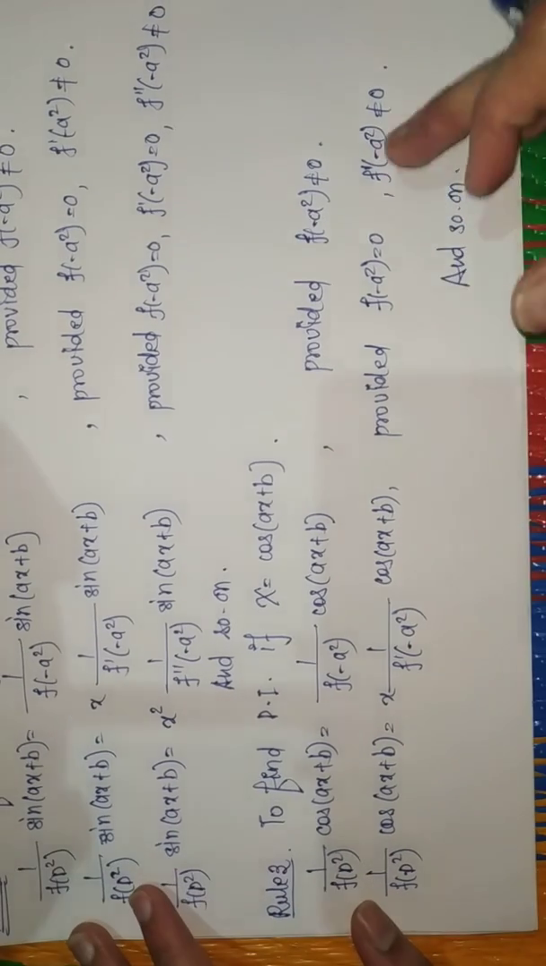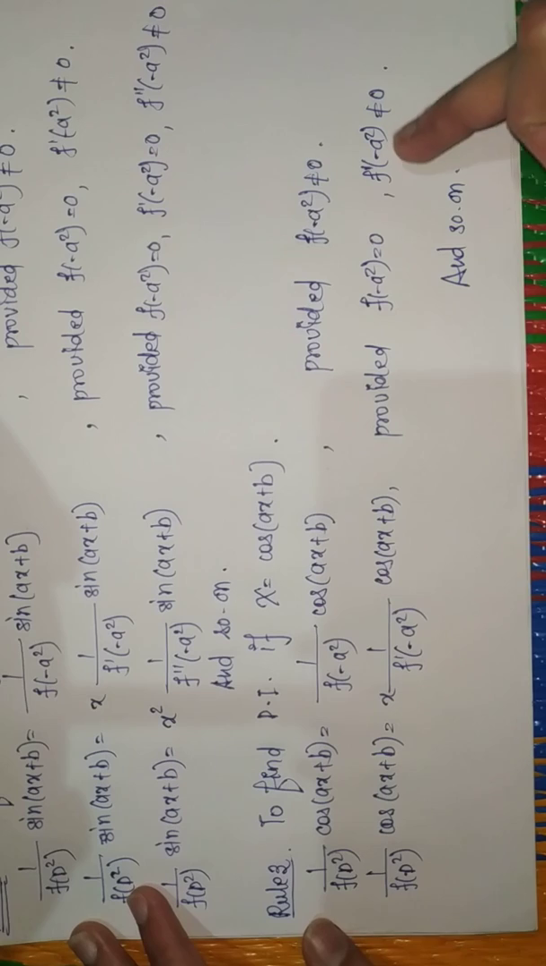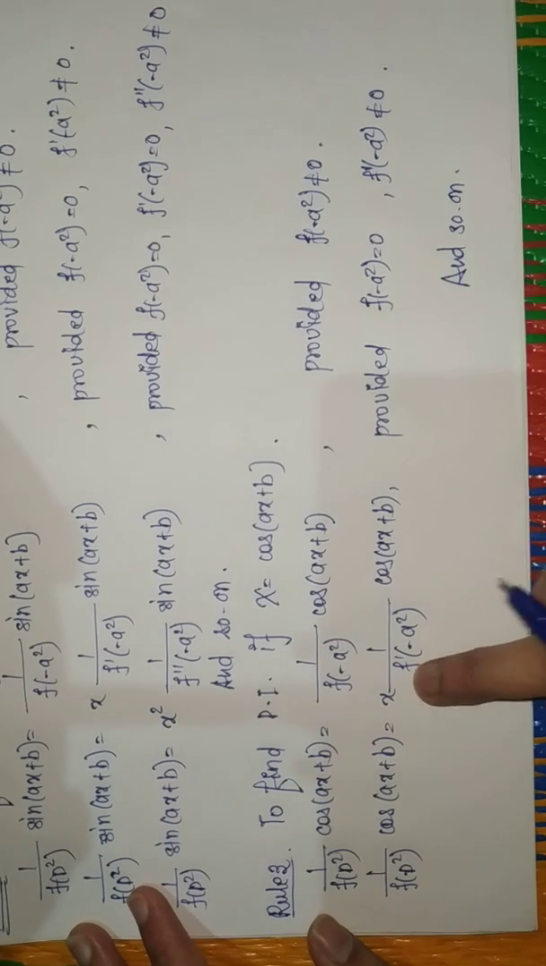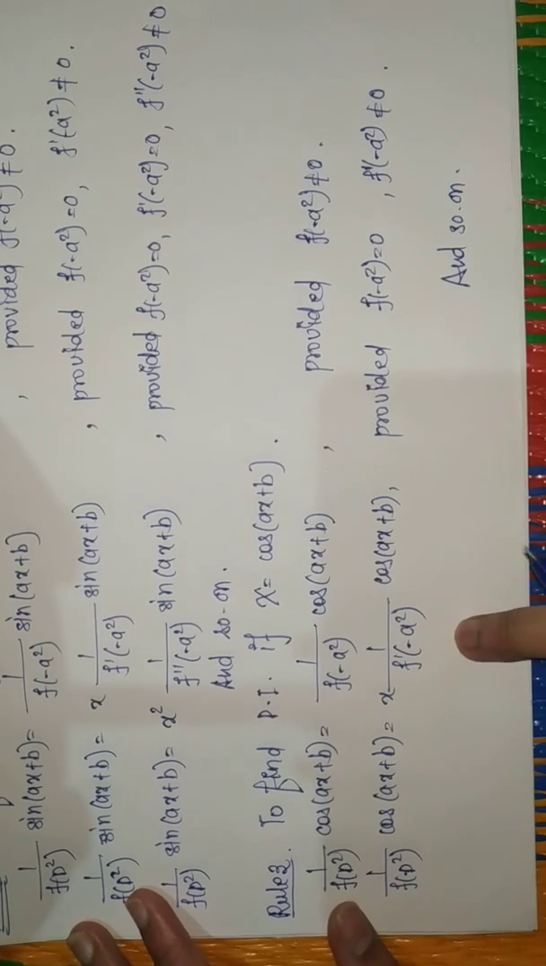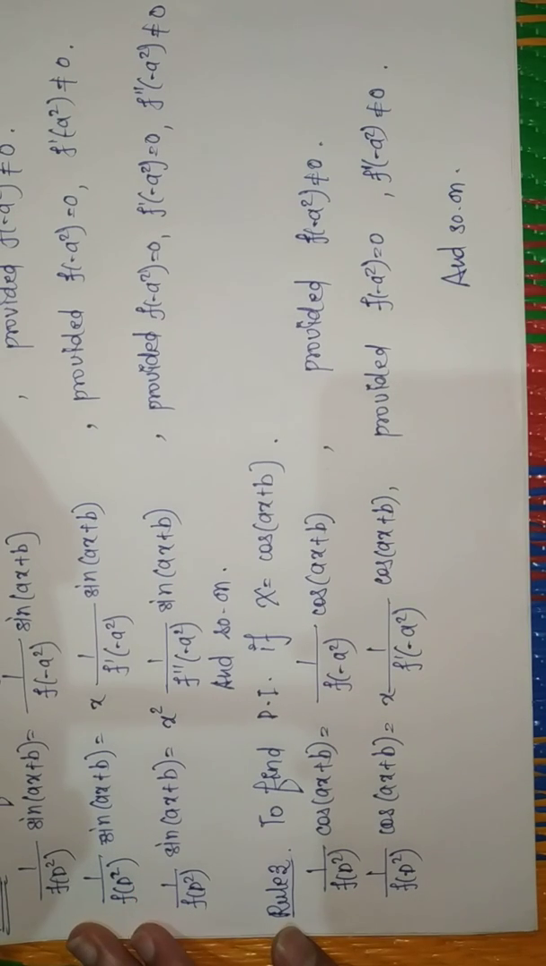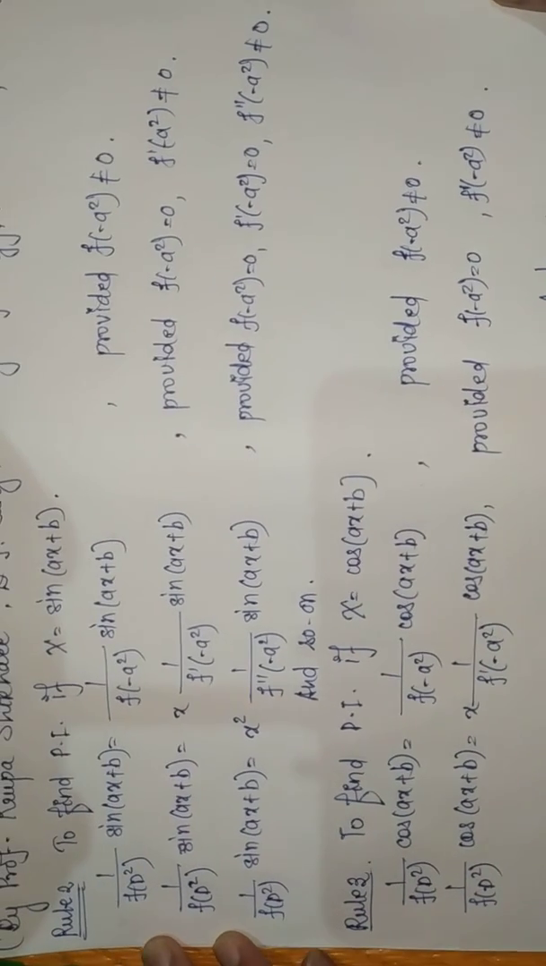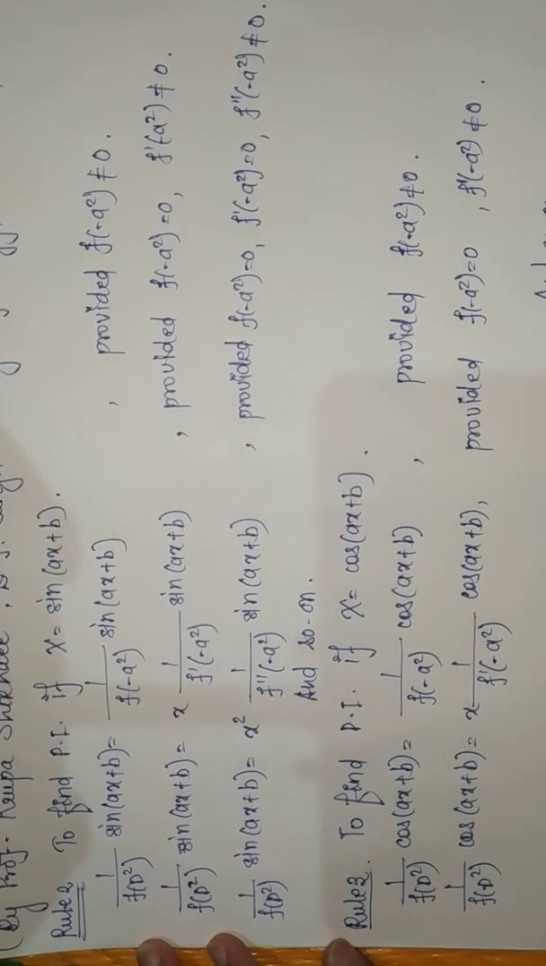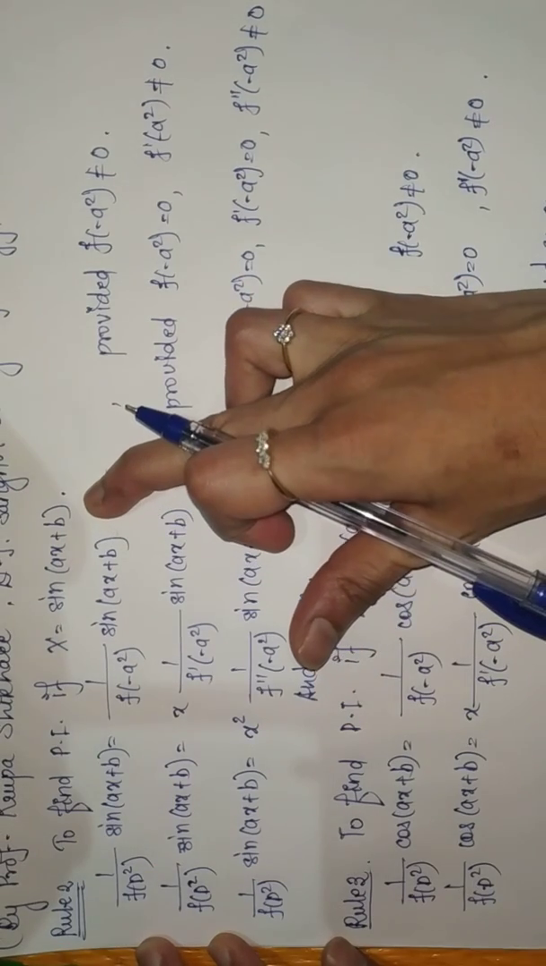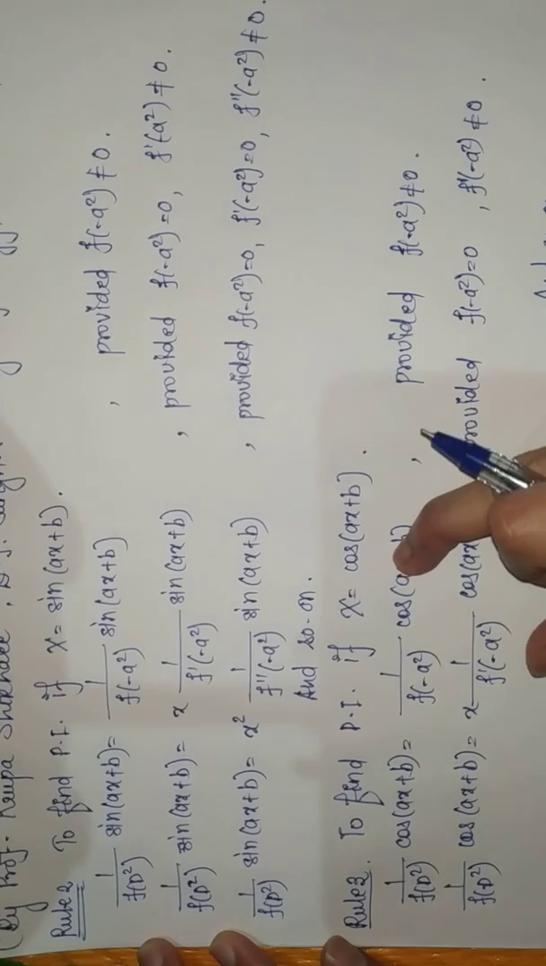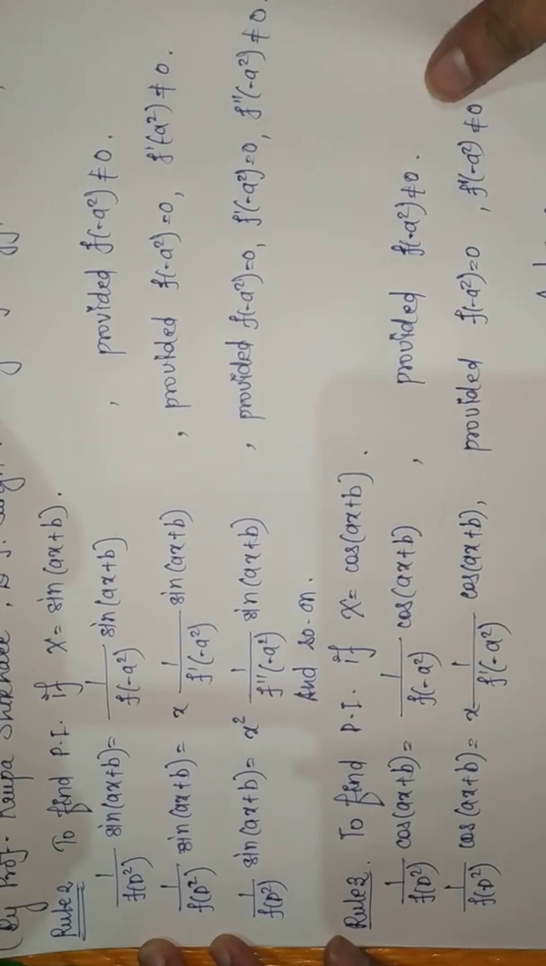Okay, so if both f of minus a square and f dash of minus a square are also 0, then again multiply one more time by x and take the second order derivative, and go on till the last derivative is not equal to 0. So this is our rule to find a particular integral whenever we have a function in the form of either sine of ax plus b or cos of ax plus b. Now we will solve a few questions on this.